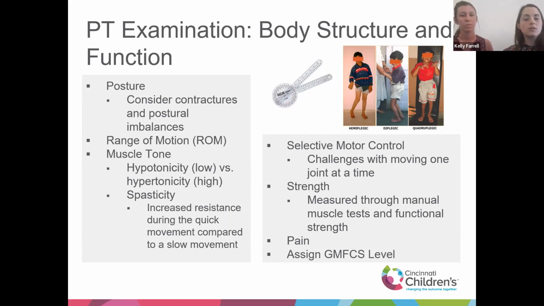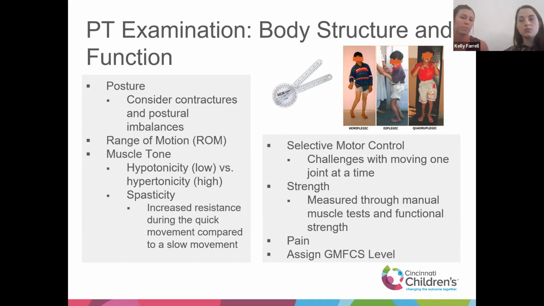And we also look into if they have something called selective motor control. So these individuals with cerebral palsy often will move their entire body when they try to move only one joint at a time. So this can really affect their functional ability to complete movements. And we want to quantify and see how able they are to do so, or if they have more challenges doing this.